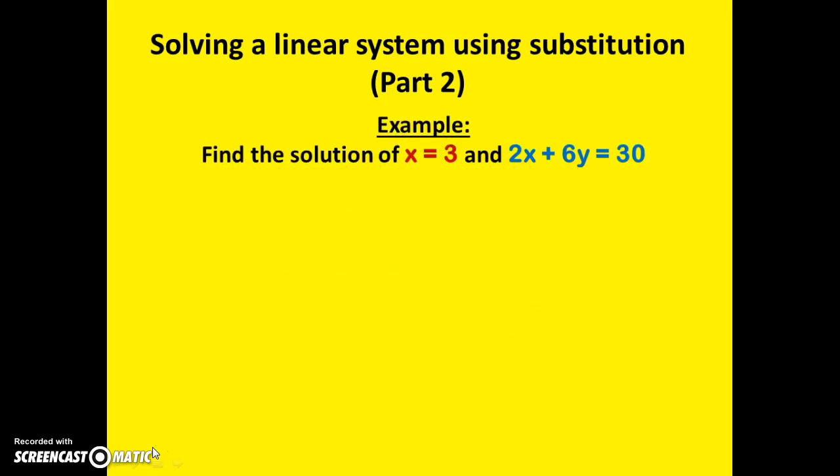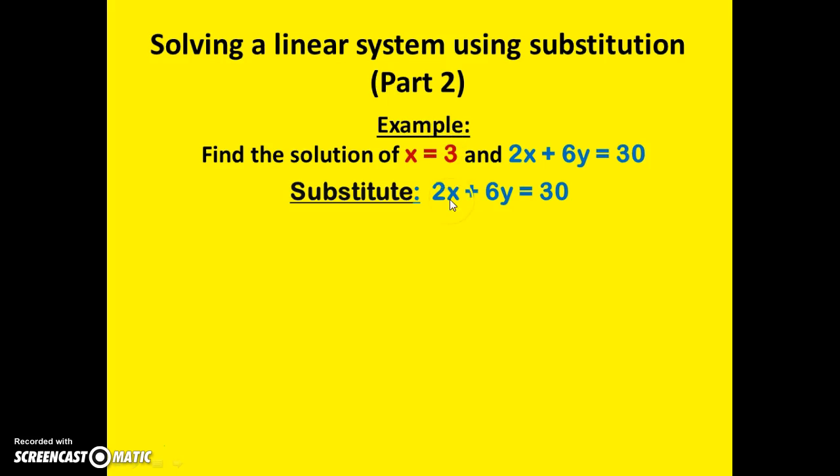An example: find the solution of x equals 3 and 2x plus 6y equals 30. So there's our system. We want to find the solution. Remember, that is the point of intersection for those two lines if we were to graph them. So the first thing we want to do is substitute. And what do we have to substitute here? Well, we know that x equals 3. Okay, so we have one of those equations with one variable equal to something. So that's the one we want to substitute in.